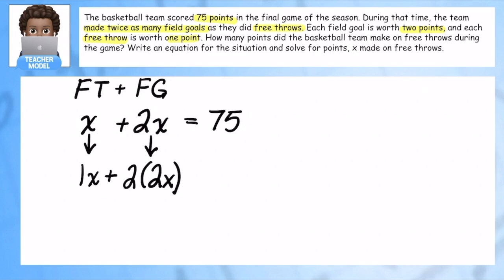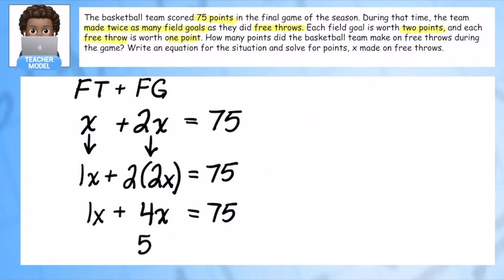So that's just 1x. Let's simplify this, because now this looks like a lot, but it's not in the form we want. We're going to start by distributing. Here 2 times 2x simplifies to 4x. On the other side, I have 1x plus 4x is equal to 75. Now we can combine like terms: 1x plus 4x is just 5x is equal to 75.